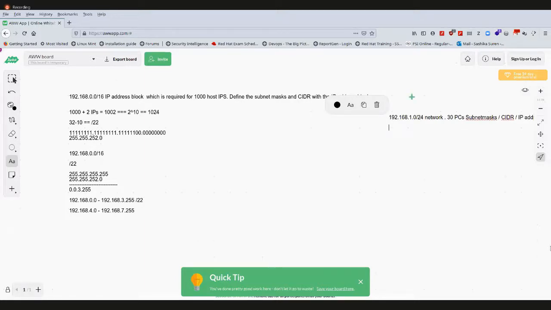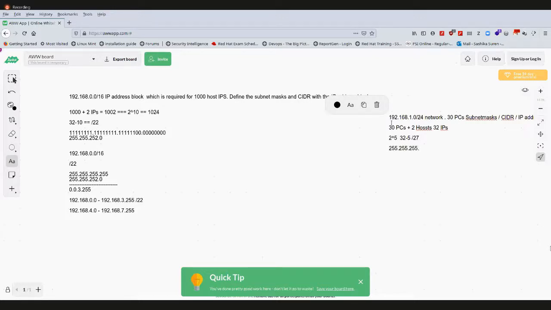Look at this one. Whenever you want to define the IP address set for 30 PCs, 30 PCs plus 2 IP addresses, separately 2 hosts that we have to assign. Altogether 32 IPs. 32 IPs means exactly 2 to the power 5. That means if you look at the slash notation, 32 minus 5, that is /27.